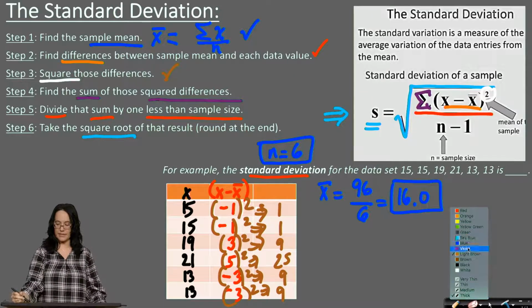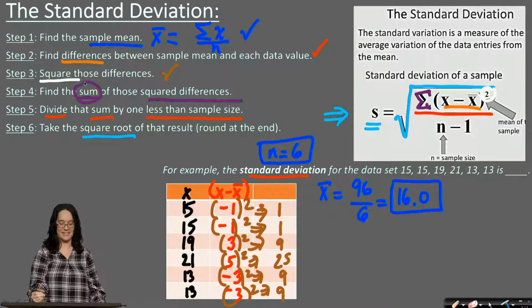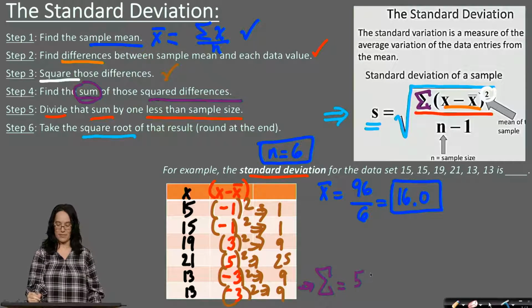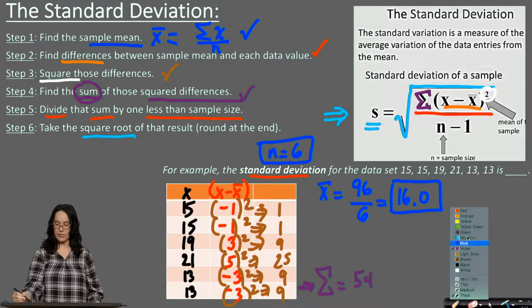Because I'm trying to find this sigma here, which is our step 4, the sum of those square differences. So step 4, to find the sum. The sum is going to be 1 plus 1 plus 9 plus 25 plus 9 plus 9. And what do we get there? That's right, we get 54 for our sum. So that's our sum. Now that you have the sum, where does that go in the formula? Well, that's our numerator, isn't it?